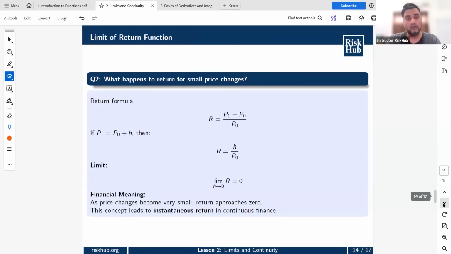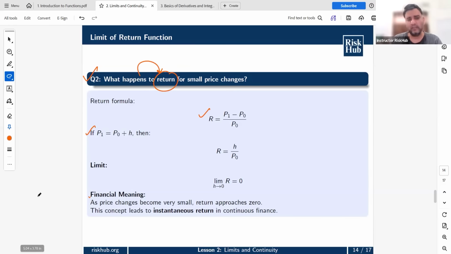Okay. Then we go to the next point, which is what happens to return for small price changes. Again, a very interesting question: what happens to return when price changes become very small? The formula is R equals (P1 minus P0) upon P0. Let price changes be very small, P1 equals P0 plus h, where h is a small change. Then R equals h by P0. Now let's take the limit h tends to 0. As h tends to 0, R also becomes 0.